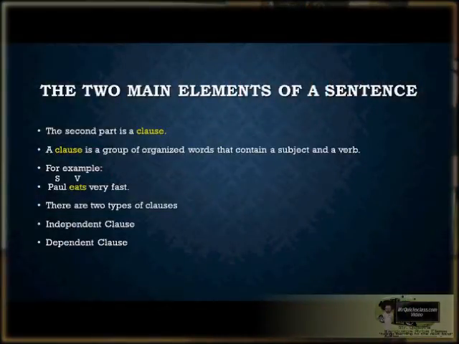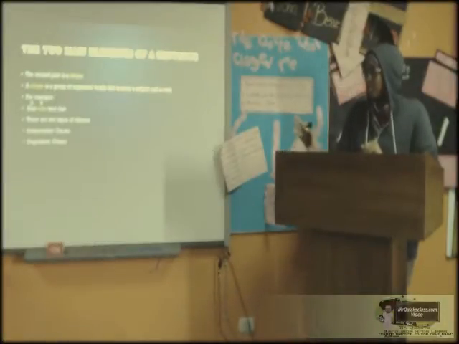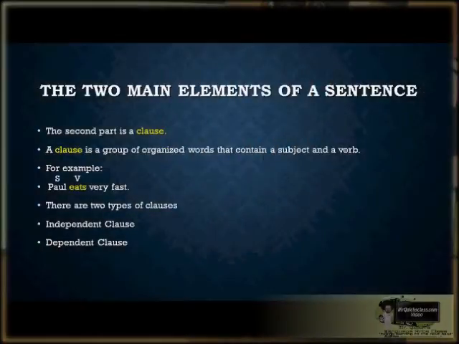The second is a clause. A clause is a group of organized words that contain a subject and a verb. For example, Paul eats very fast. Eats is the verb, Paul is the subject. There are 2 types of clauses that we'll be also talking about: independent clause and dependent clause.